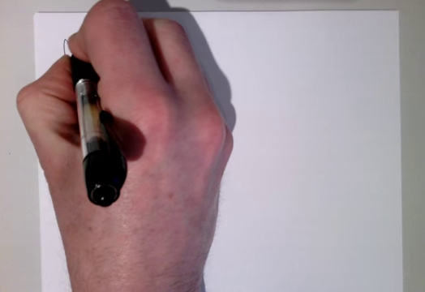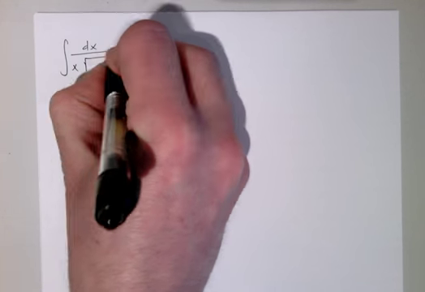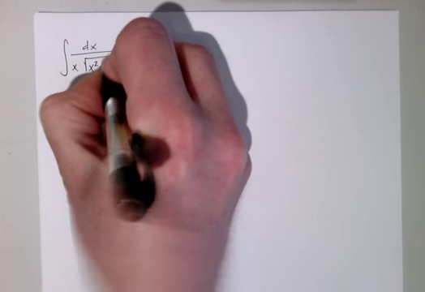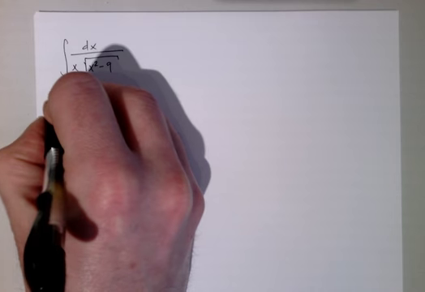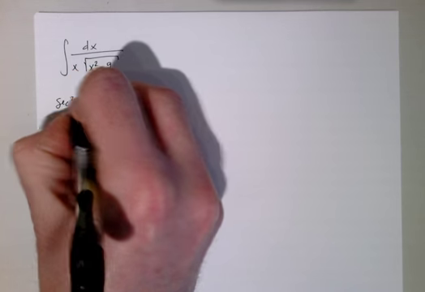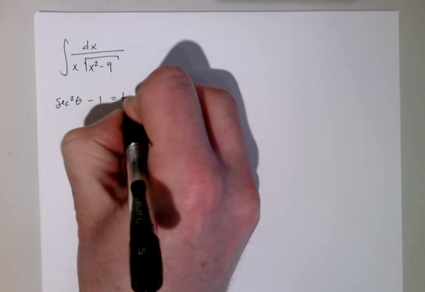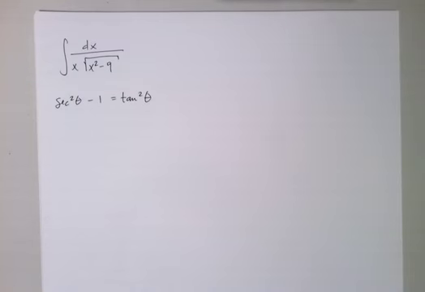Okay, so let's go ahead and look at this next one. Let's look at dx over x squared minus 9. Well, again, I know that secant squared theta minus 1 is equal to tangent squared theta. That's going to be rather helpful.